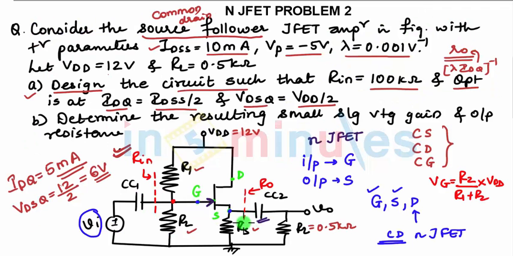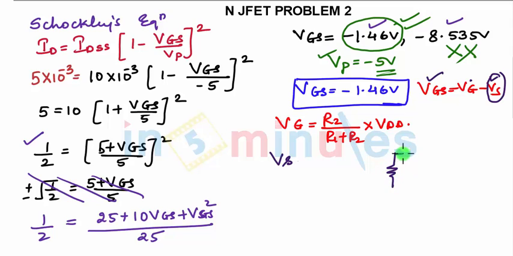I am redrawing this part. Capacitor CC2 will be open circuited during DC analysis. So the circuit will look like this: you have RS, here you have Vs, it is connected to ground, and the current flowing through RS is ID. So when you apply KVL in the source loop, Vs minus ID into RS equals 0. So your Vs will be ID into RS.